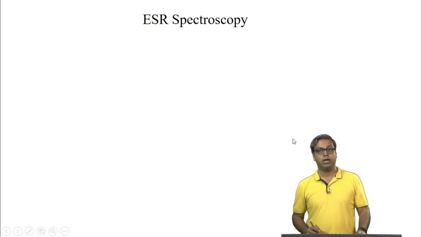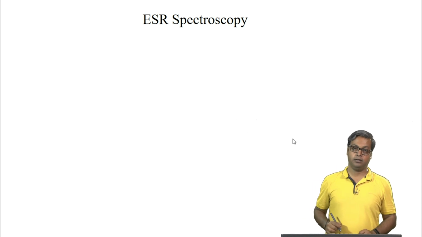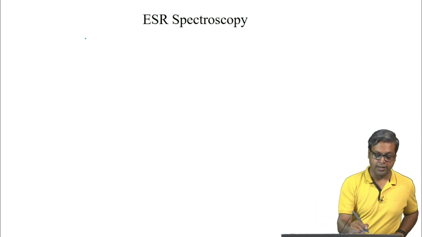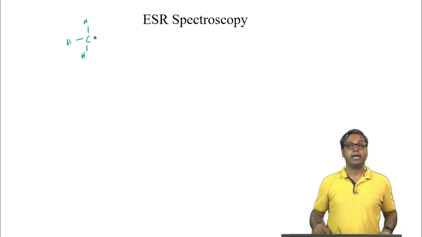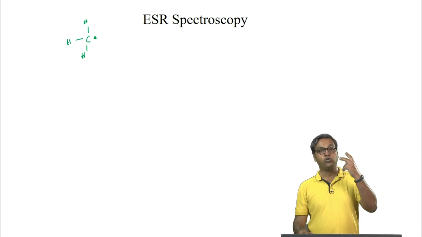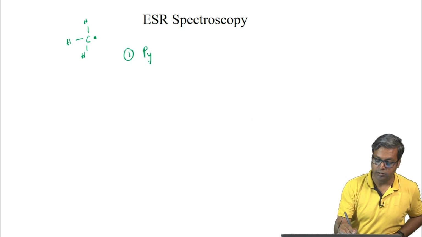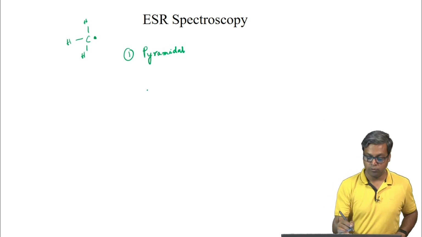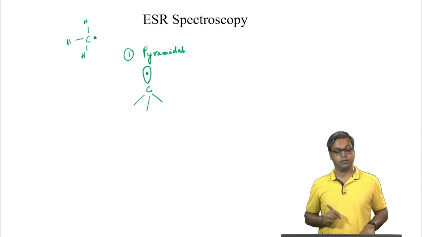So, now let us focus on the geometry of this methyl radical. The methyl radical has a carbon, 3 hydrogens and an unpaired electron. So, this can have 2 possible geometries. One is the pyramidal geometry. If I draw this, it looks like this, and this is where the unpaired electron is.